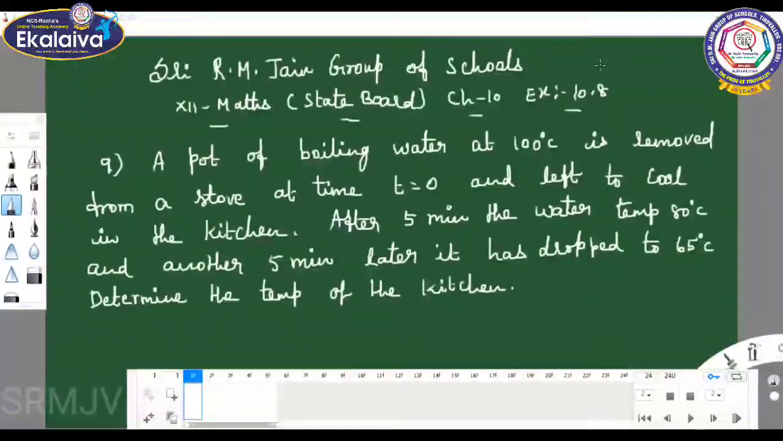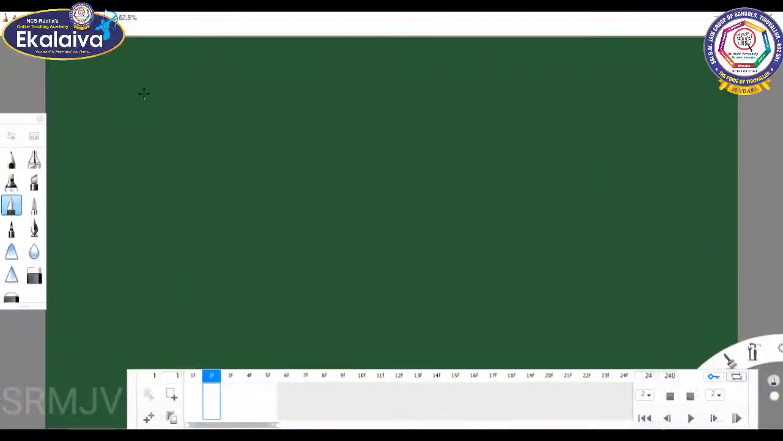To find the room temperature: at the start, the boiling point of the water is 100 degrees C. After 5 minutes it dropped to 80 degrees C. Then after another 5 minutes, that is 10 minutes in total, it dropped to 65 degrees C. We want to find the temperature of the kitchen. The temperature of the kitchen is nothing but the room temperature. We can use Newton's law of cooling.